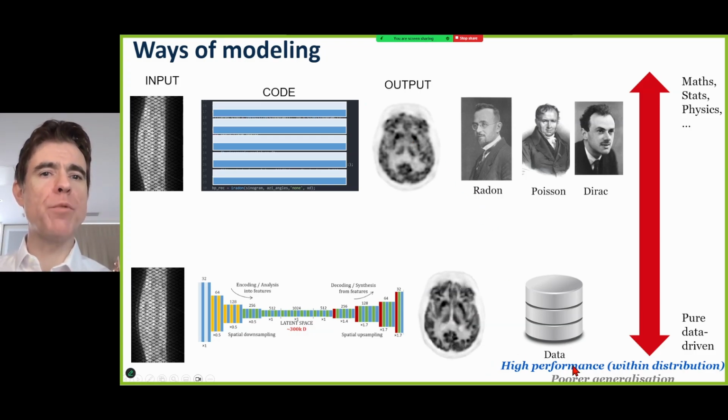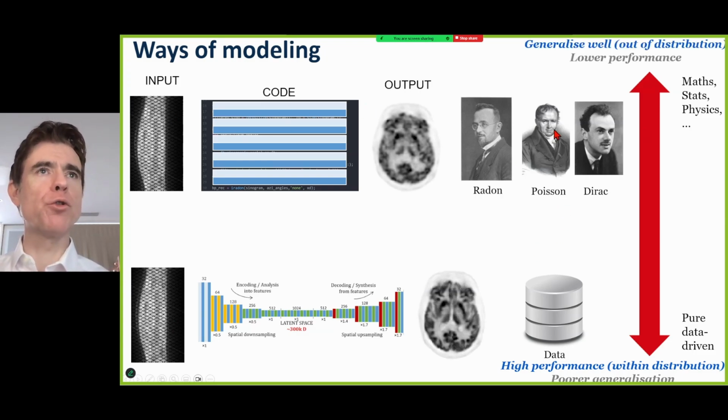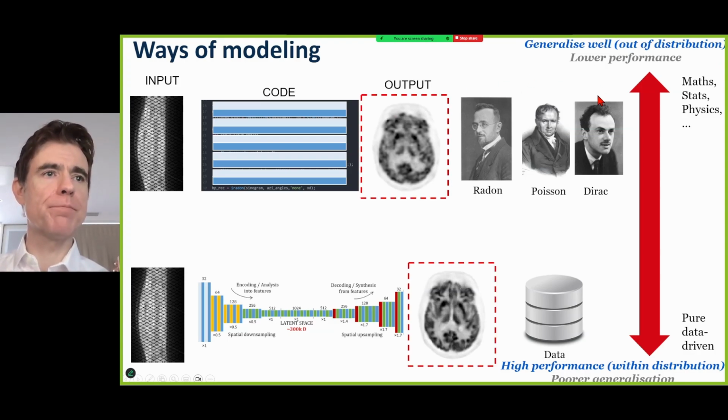So we can have quite high performance for this case, provided when we come to, so to speak, test time, when we put a new sinogram in, that it's from within, if you like, the distribution of the training data, the training set that we use to train up that mapping. However, the risk, of course, is poorer generalization. If we were to put in some different sinogram, then can we trust the output of the network? In contrast, the pure model-based approaches will generalize well outside of distribution, but in general will have lower performance.